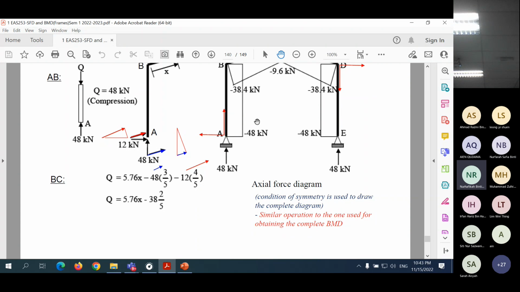So here, the axial force diagram, the condition of symmetry is used to draw the complete diagram. So it's similar to the bending moment diagram operation. Just look at the axis of symmetry, then you flip over the other side to get the complete one. Okay?